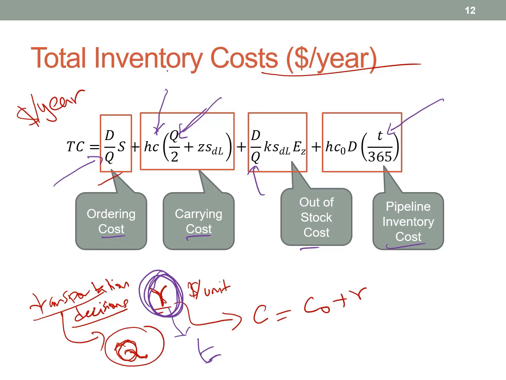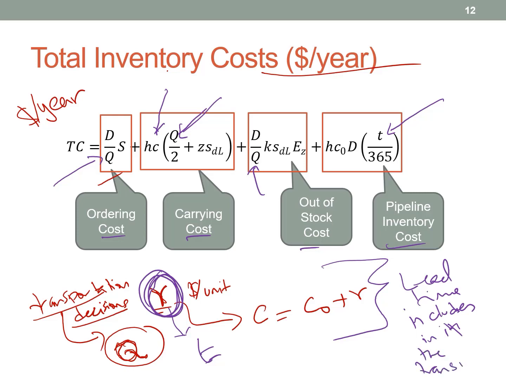Okay. Then the lead time includes in it the transit time as well, because lead time is time between placing an order and receiving the goods. So part of lead time is the time taken by supplier to get the order ready, but part of lead time is also the transit time T. So transportation decisions impact T, which means they impact lead time L, and L impacts SDL. Well, where does SDL show up? SDL is here, SDL is here.